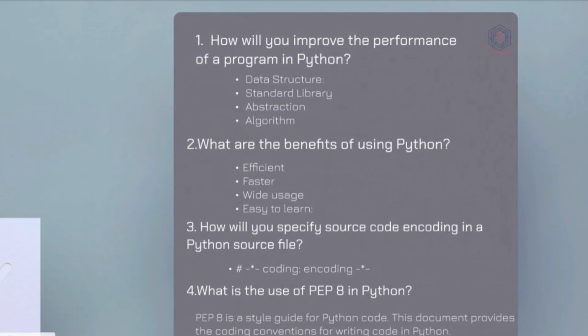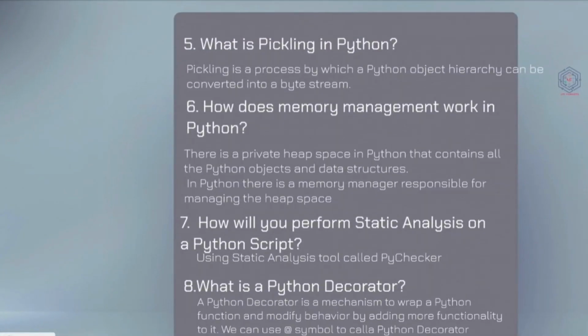Okay. Let's move on to the next question. What is pickling in Python? Pickling is a process by which a Python object hierarchy can be converted into a byte stream. The reverse operation of pickling is unpickling. Python has a module named pickle. This module has an implementation of a powerful algorithm for serialization and deserialization of Python object structure. Some people also call pickling serialization or marshalling.